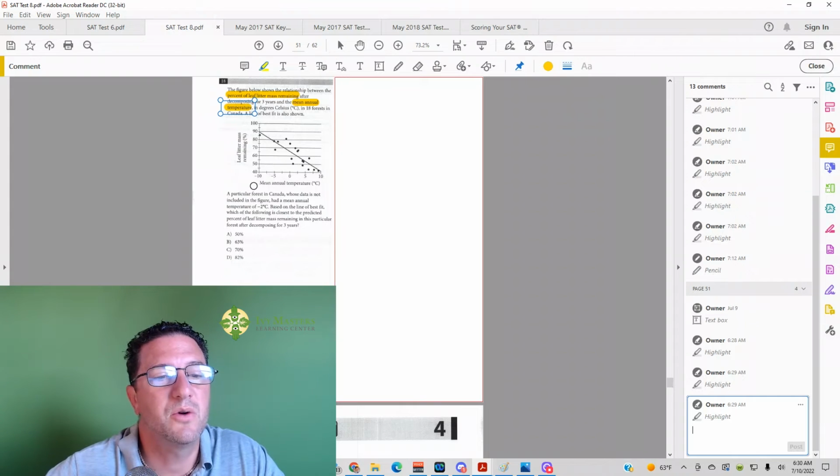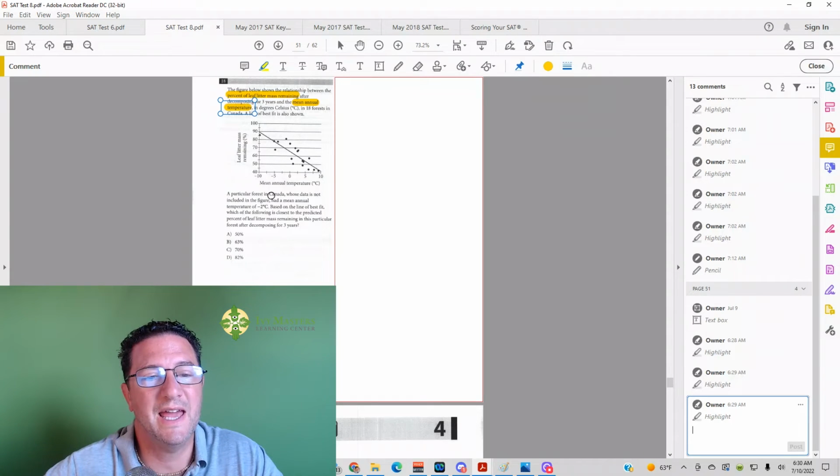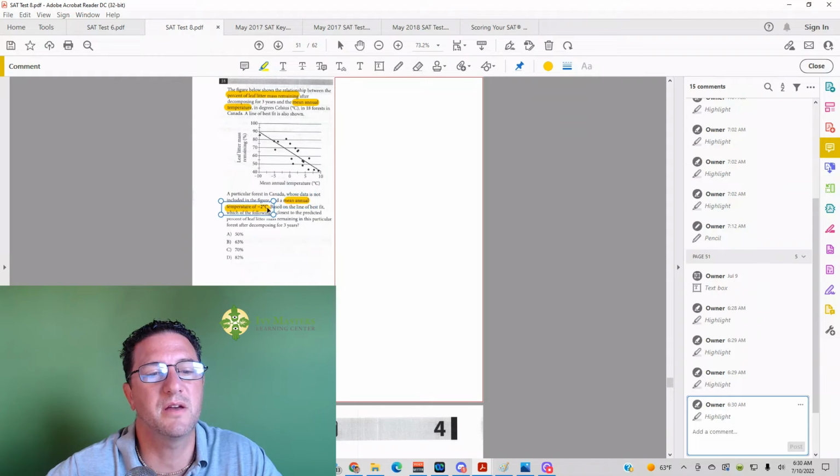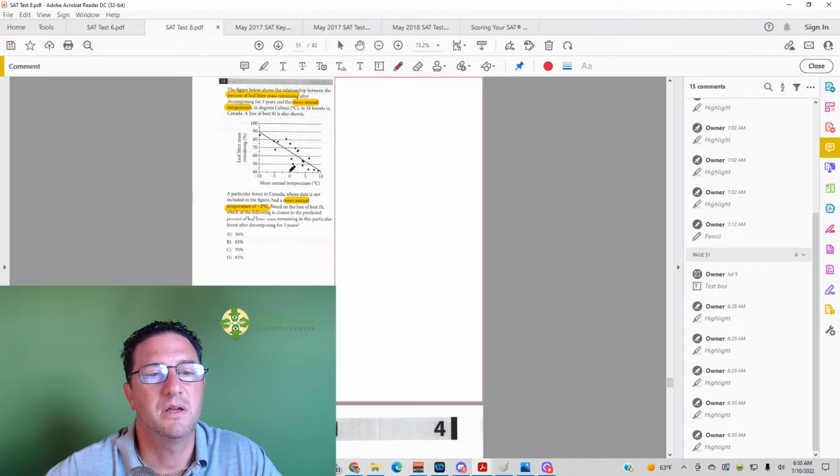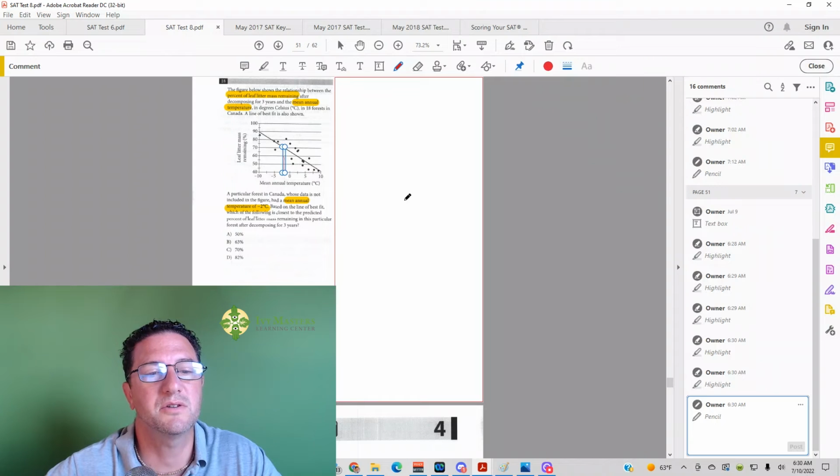So the question says, a particular forest in Canada whose data is not included in the figure had a mean annual temperature of -2 degrees Celsius. As soon as I read that, I like to understand and solve in pieces as I go. If it's -2, here's 0. This has got to be -2.5 because that's -5. So it's going to be just to the right of this. So it looks like it's going to go up. It looks like there's going to be about 70% leaf litter mass remaining.